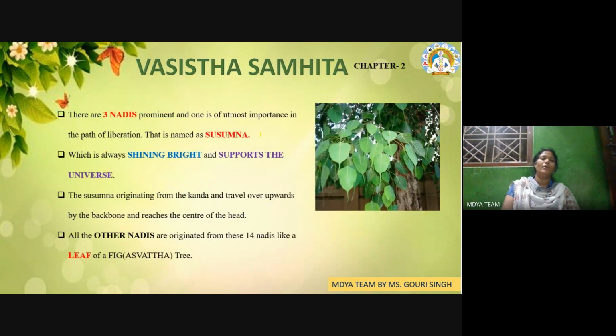Continuing about the nadis, again Vasishtha is telling the same thing. There are 3 prominent nadis, and the most important one in the path of liberation is Susumna, which is always shining. This Susumna nadi is always shining bright and supports the universe, meaning the whole universe is supported by this Susumna. The Susumna originates from the kanda, travels upwards through the backbone and reaches the center of the head.